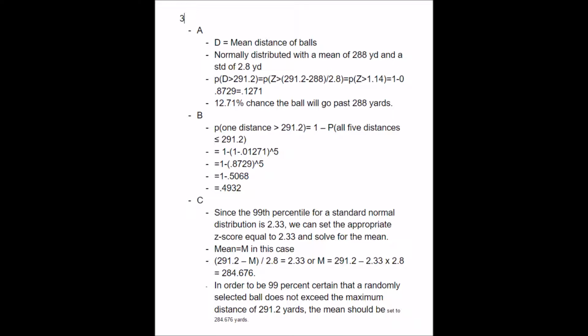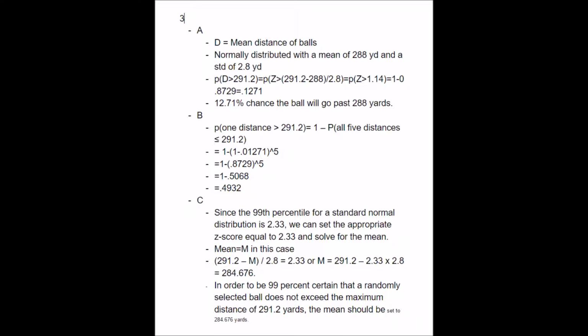So, let's set D to be the distance of the balls. So we know that they're normally distributed with a mean of 288 yards and a standard deviation of 2.8 yards. We have to find the z-score of 291.2. So we do z is greater than 291.2 minus 288 over 2.8. So we get a z-score of 1.14.